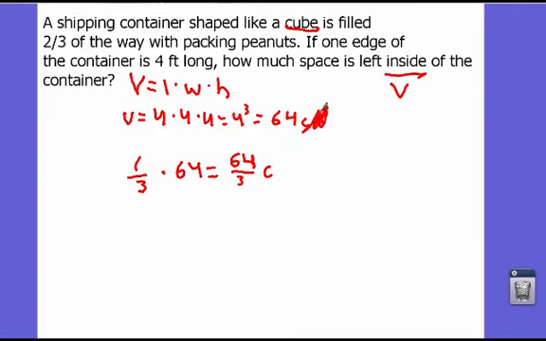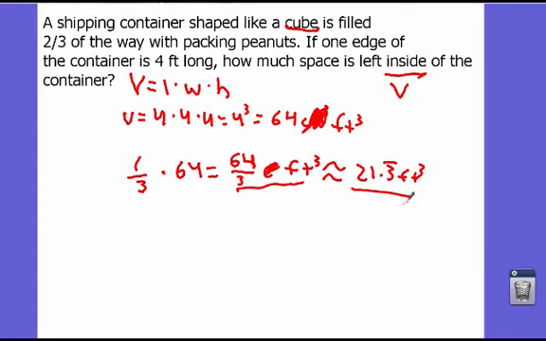I said centimeters. I should have said feet up here. Feet cubed, and this, once again, would be feet cubed. Okay, 64 over 3, or that is approximately 21.3 repeating feet cubed, right? Exact answer, approximate answer.